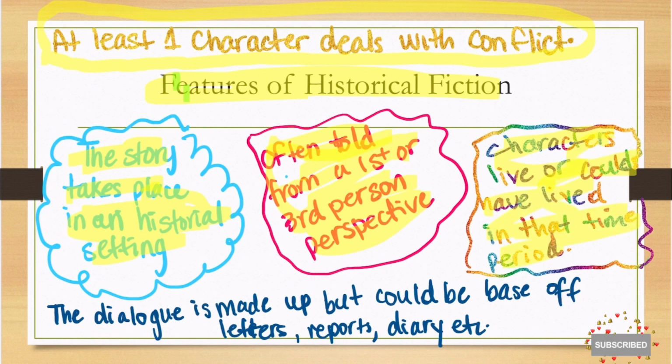Like we read Prisoner B3087, and it was a historical fiction, but it was told from a first person perspective because the character was alive and he is telling the story through his eyes, through his vantage point. And finally, the dialogue is made up but based off letters, reports, or diaries. That's how the story is retold, like the diary of Anne Frank. That's how they knew about what happened with her, based on what was written in her diary.